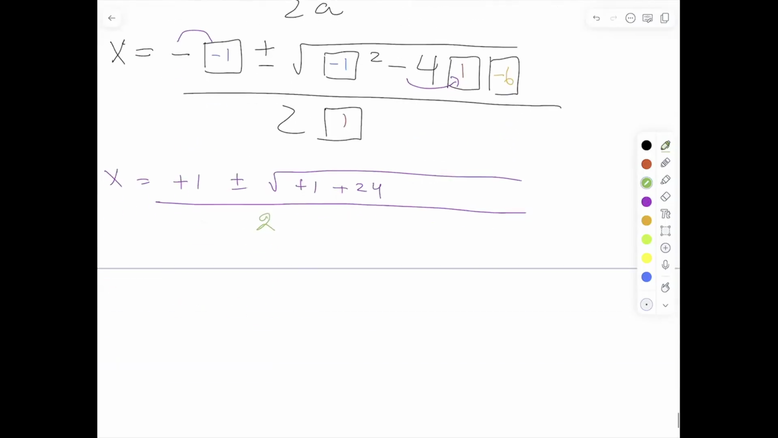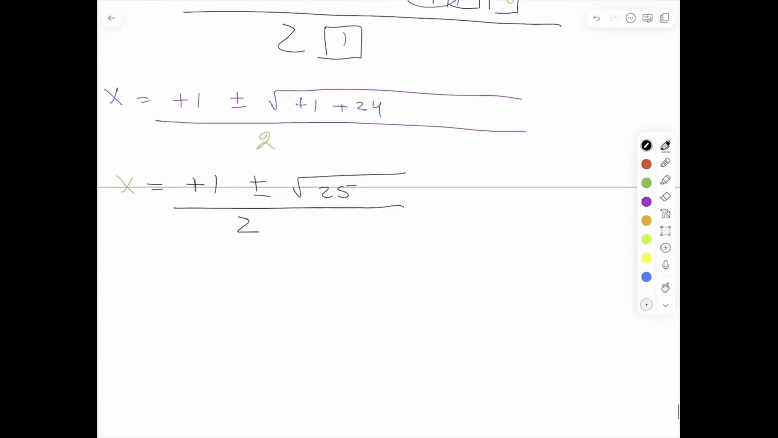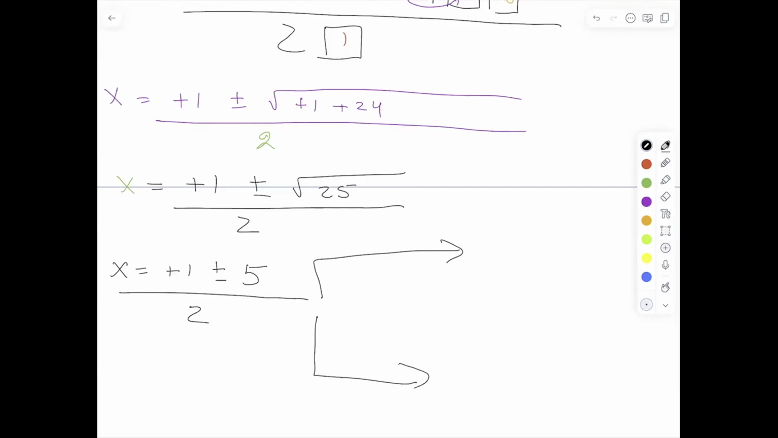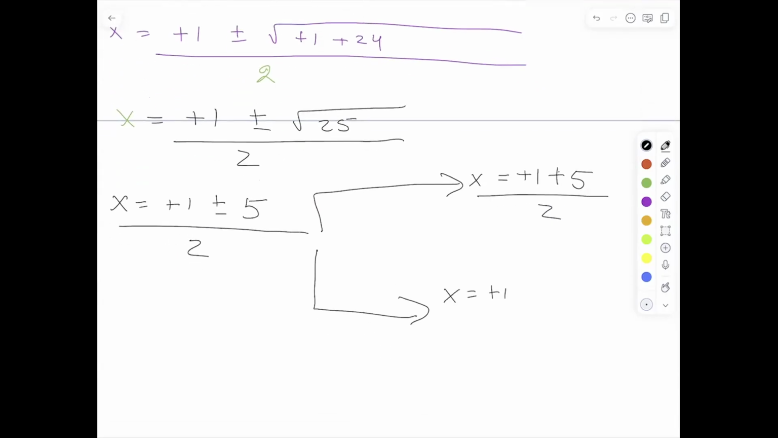Next, I have x is equal to +1 plus or minus the square root of 25 over 2. Next, I have x is equal to +1, plus or minus 5, right? That's the square root of 25, correct? Yes. Over 2. I have 2 answers here. The first answer is x is equal to +1 plus 5 over 2. And then my second answer is x is equal to +1 minus 5 over 2.